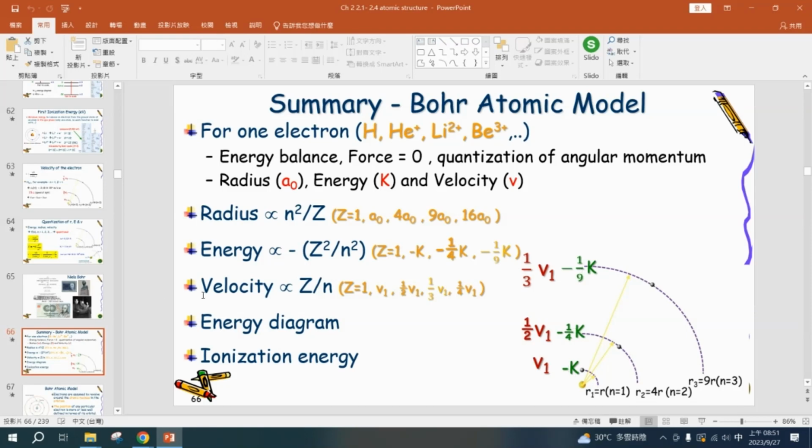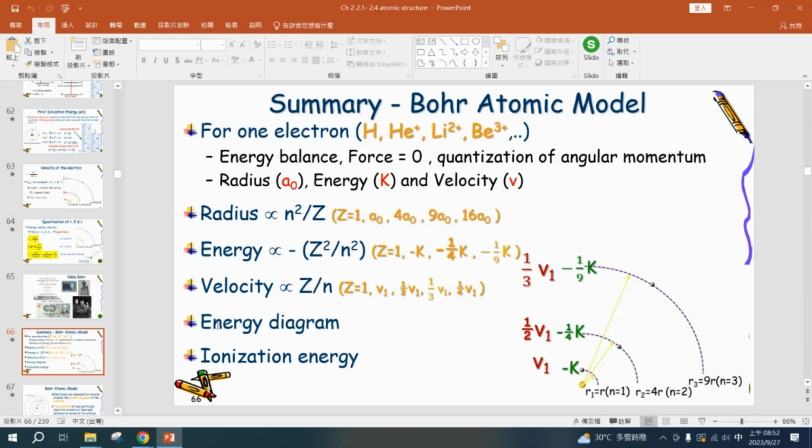And then velocity is proportional to Z divided by n. As I told you, if Z equal to 1 and n equal to 1, then velocity V1 will be 1% of the speed of light, right? And then if n equal to 2, that will be half V1. If n equal to 3, that's 1/3 of V1. And if n equal to 4, that will be a quarter V1.